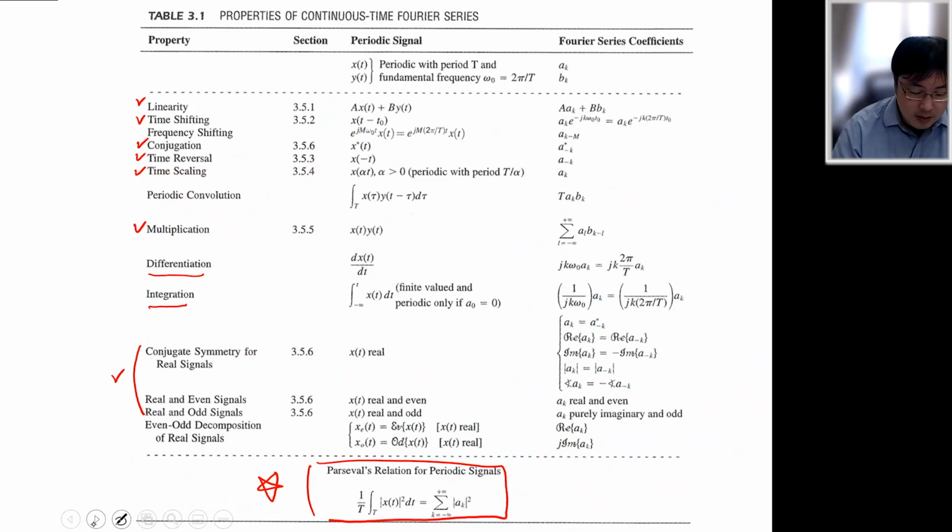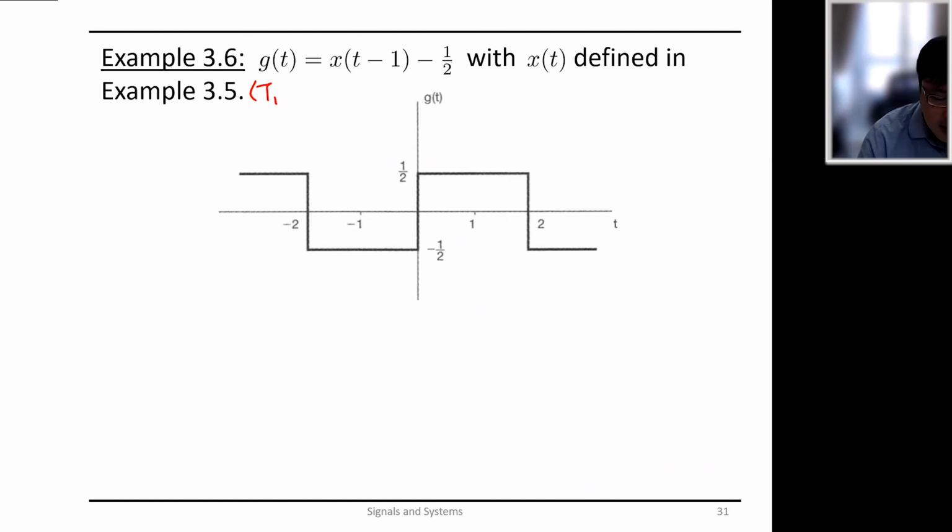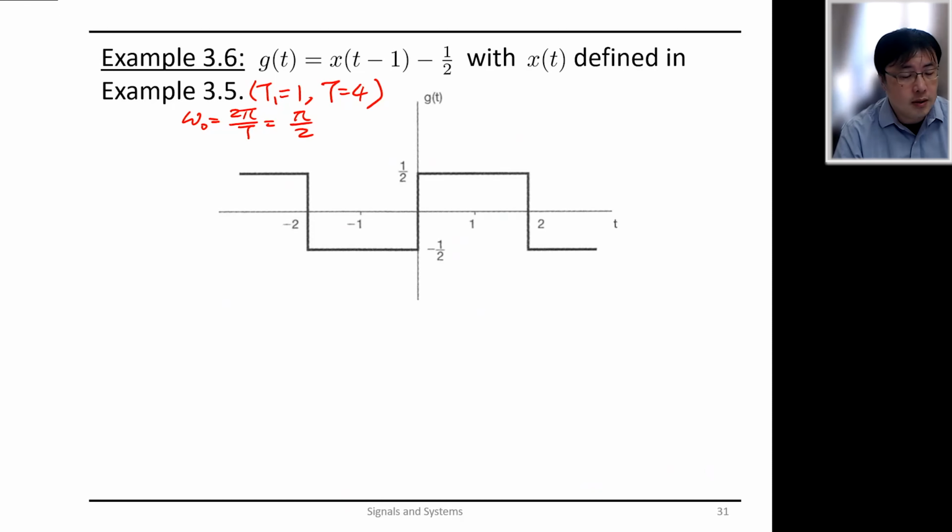So here, the x of t we're looking at is the same as example 3.5, but with t1 equal to 1. You can see that starting from the center it extends to the left and right by 1, with period equal to 4. You can see that this repeats itself after time 4. So with period 4, the fundamental frequency omega naught is 2 pi over capital T, which is pi over 2.